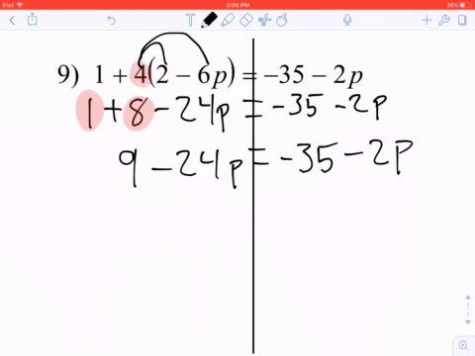From our 1.6 lesson, we learned that when we have a variable on both sides of the equation, we need to move one of them in order to get one variable on one side of the equation so that we can solve. It's usually easiest to move our smallest variable, and when we think about negative numbers, negative 24 is smaller than negative 2. So I'm going to get rid of negative 24p by adding 24p to both sides.